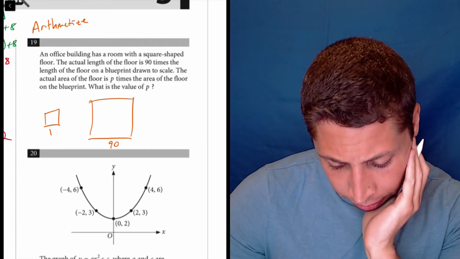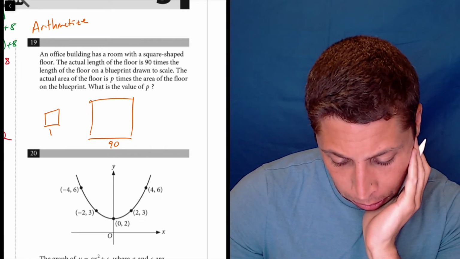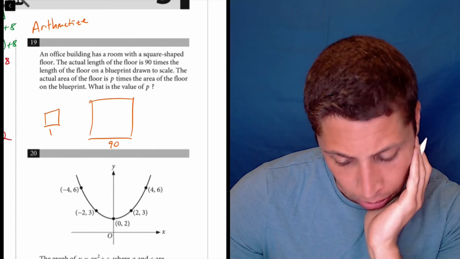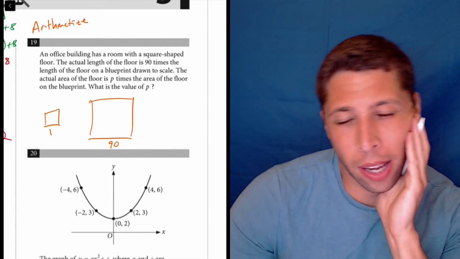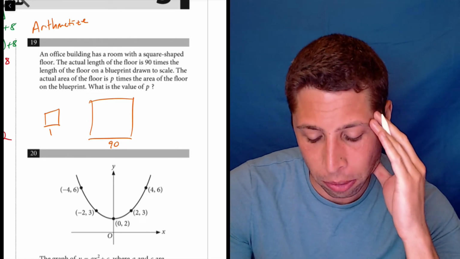The actual area of the floor is P times the area of the floor in the blueprint. Okay. So I get what's going on here. I get why people are going to make a mistake, though.